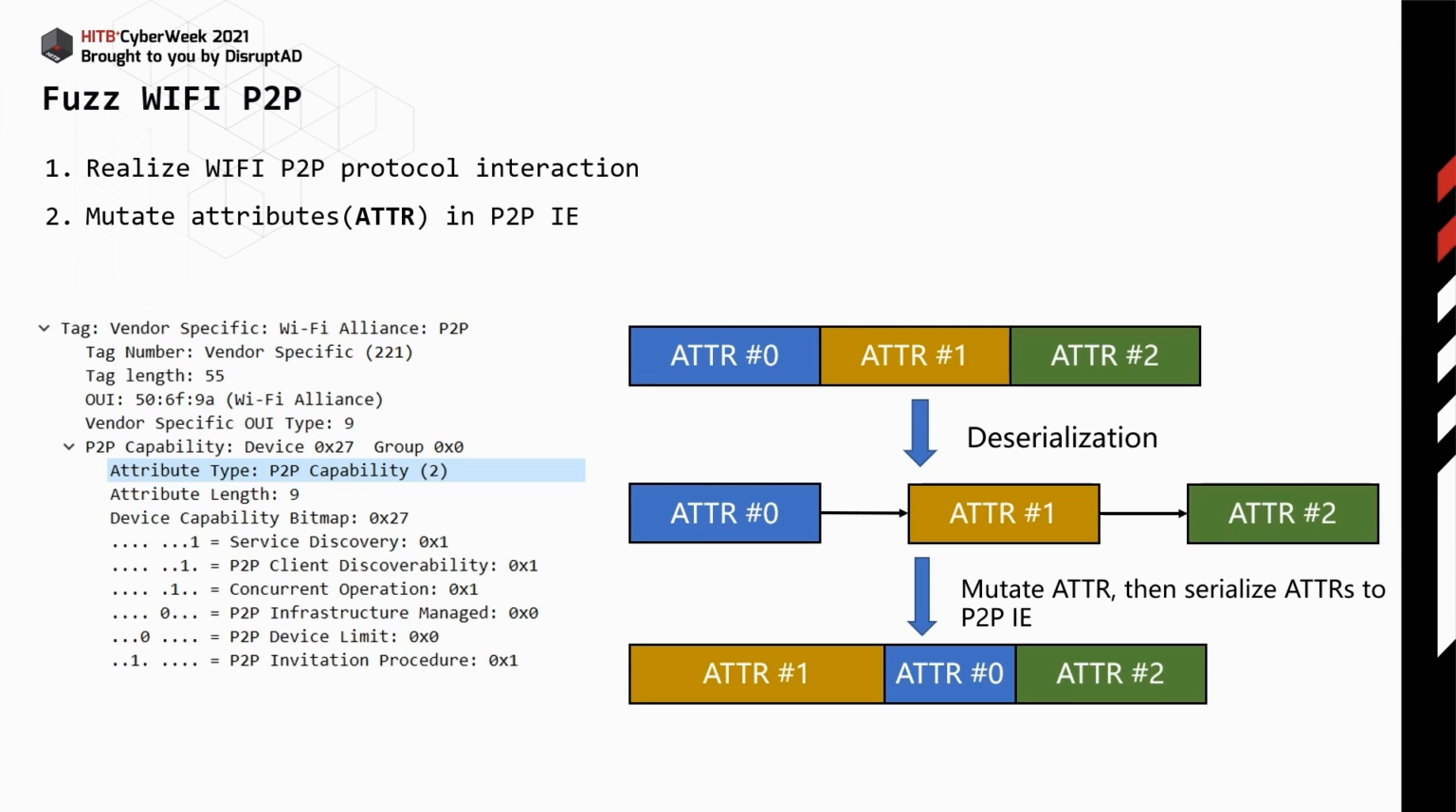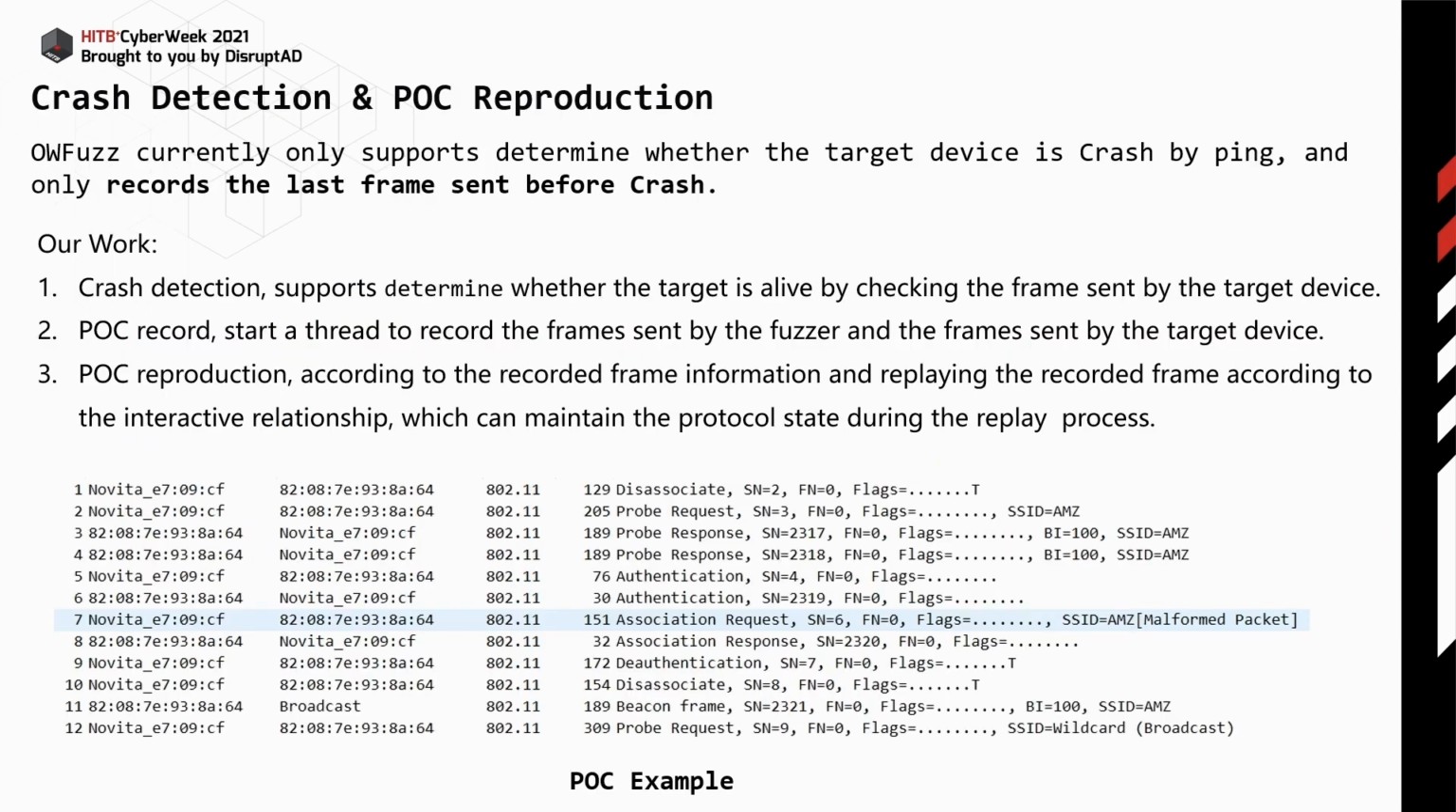Let's briefly introduce how I fuzz the Wi-Fi P2P protocol. First, I need to implement Wi-Fi P2P protocol interaction and then make a customized mutation to the data in the P2P frame, mainly the attributes in the P2P IE. The mutation of attributes is similar to the previous mutation strategy for information elements, so I won't repeat it here.